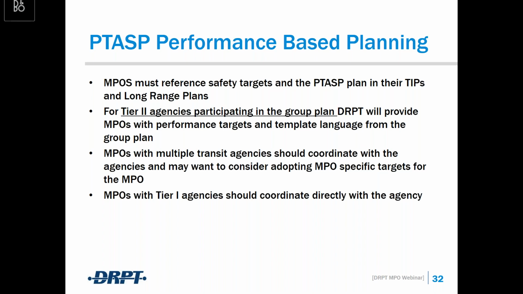Just some general language. Please make sure that if you have a Tier 1 agency, you're reaching out to them, because again, their timeline is probably very different from this one of the Tier 2 agencies. If you have multiple transit agencies, you should coordinate with the agencies, and you may want to consider adopting MPO-specific targets that cover both of the agencies or multiple agencies versus going with the targets that we'll provide. And we're happy to answer any specific questions when it comes to unique circumstances like that. You can reach out to your program manager or contact me directly, and I'd be happy to go over individual cases with you. Next slide.